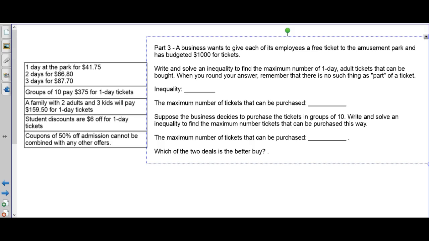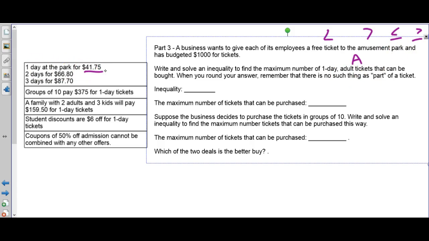Part 3, a business wants to give each of its employees a free ticket to the amusement park and has budgeted $1,000 for tickets. Write and solve an inequality to find the maximum of 1-day adult tickets that can be bought. So adult tickets, again, I'm going to call it A. An inequality means we'll be using a less than or a greater than or a less than or equal to or a greater than or equal to symbol. One of those will be involved. And we're doing 1-day tickets only.